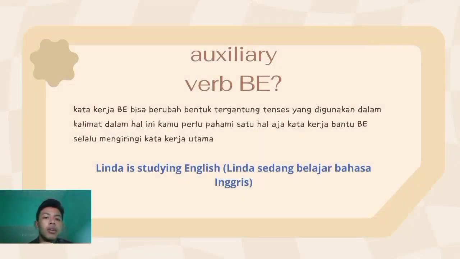There are several types of auxiliary verb that you really need to know. The first is the auxiliary verb be. The verb be can change depending on the tense used in the sentence. You need to understand just one thing: the auxiliary verb be always accompanies the main verb. So sometimes we don't translate it into Indonesian. For example, like this.